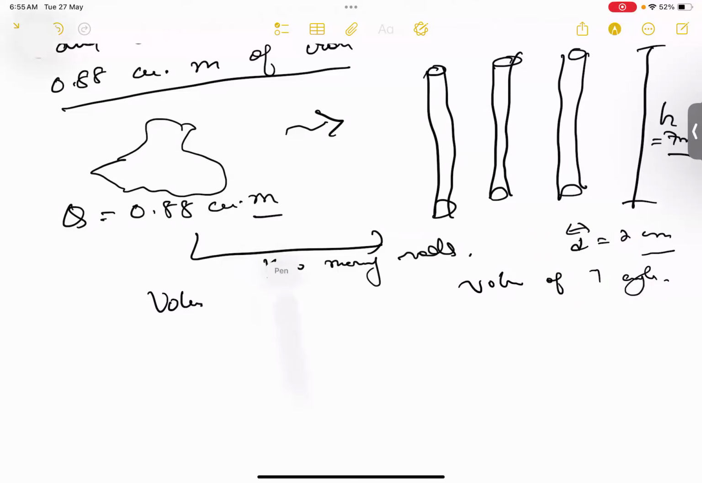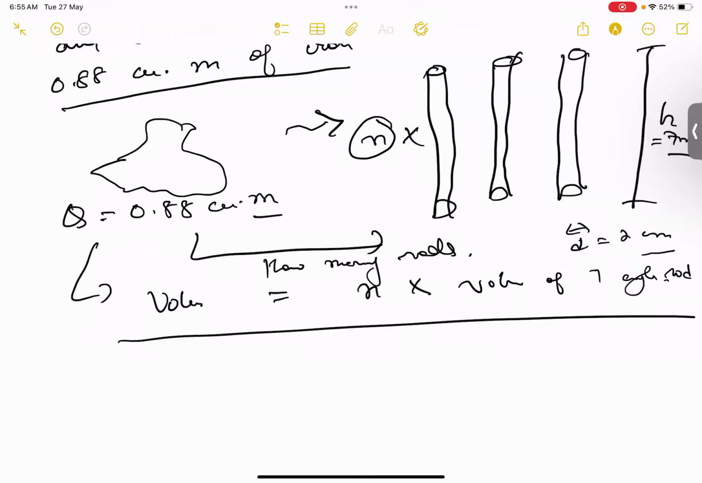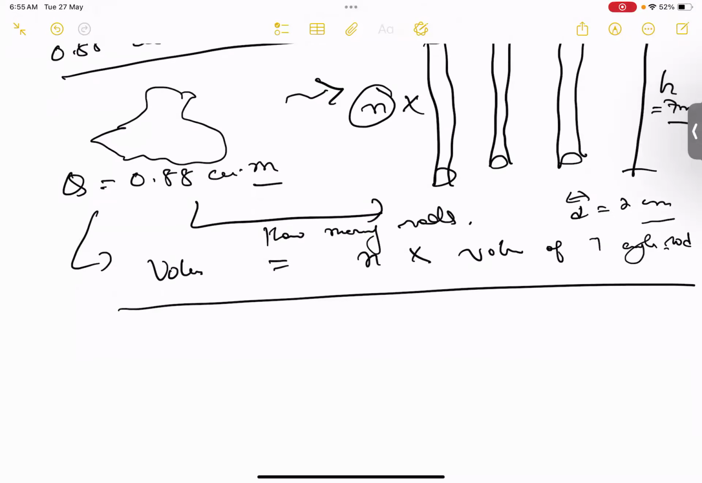Consider the number of iron rods made as N, okay? So it will be like this. Volume of this iron will be equal to N times the volume of one cylindrical rod. So kindly solve this question and let me know the answer also. First, just convert all the units into the same unit. And after that, you just use the formula that volume of this iron will be equal to N times the volume of the iron rods.